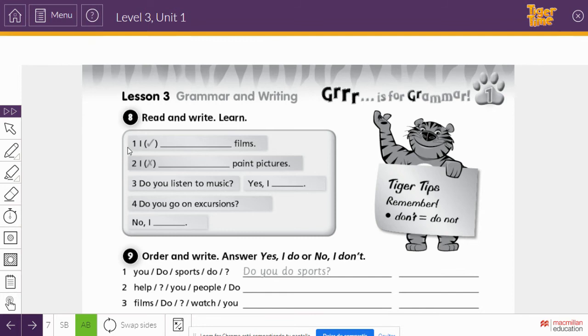Number 1, I watch films. Number 2, I don't paint pictures. Fíjense aquí, pay attention. This is positive and this is negative, okay? Number 3, do you listen to music? Yes, I do. Do you go on excursions? No, I don't. Okay. The answers, las respuestas, are on page 8 in your student's book.